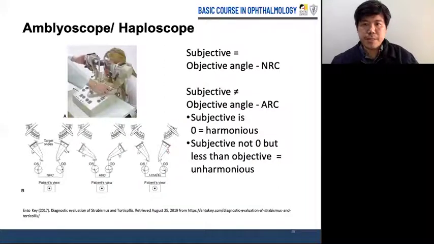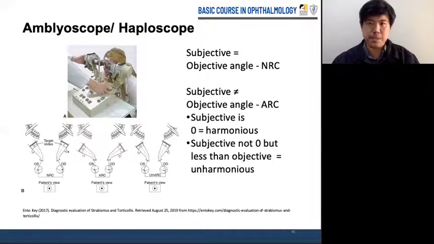Amblyoscope testing can determine whether a patient has NRC or ARC. The amblyoscope has two arms, which can be used to measure both the objective angle by the examiner and the subjective angle by the patient. The objective angle is the angle at which the target's image on the two foveas produces no movement with alternate target presentation. If the images are seen superimposed with the angle between the arms of the amblyoscope equal to the objective angle, then correspondence is normal. If not, correspondence is anomalous.